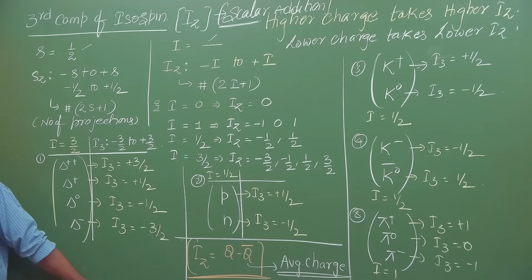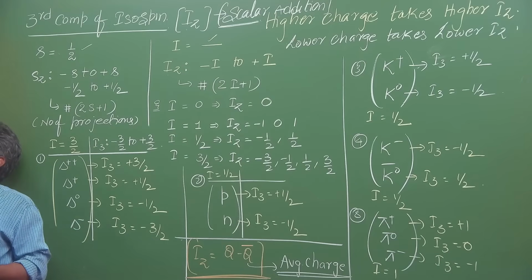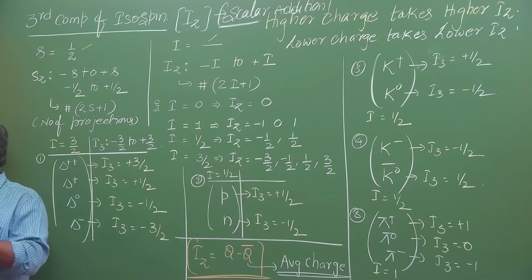Now, if I say the particle, can you say its I and I3 values? Are you ready? So, always remember, first we have to get I, otherwise we can't get I3. A single particle I0, 2 particles 1 by 2, 3 particles 1, 4 particles 3 by 2. And I and I3 exist only for hadrons.